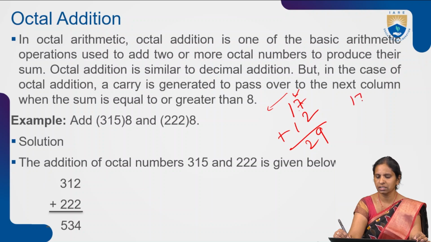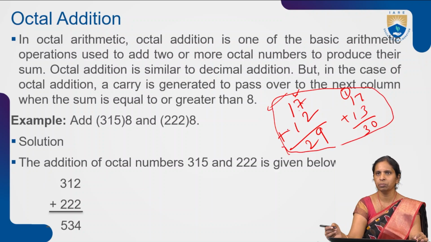Similarly, if you want to add 17 plus 13, then 7 plus 3 equals 10, and here you have to take the carry. Then 1 plus 1 plus the carry gives 3, so the result is 30. This is the addition that you usually perform in the decimal number system. Similarly, you can perform the addition operation on octal numbers also.